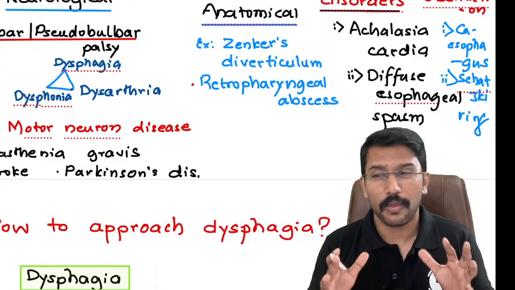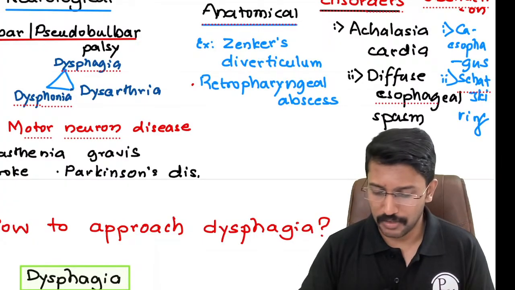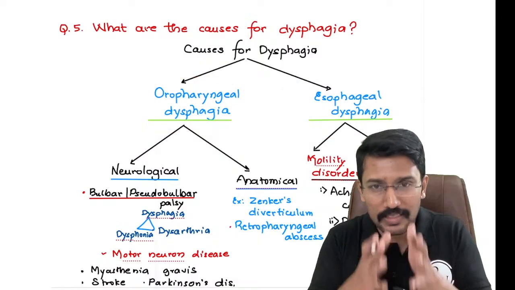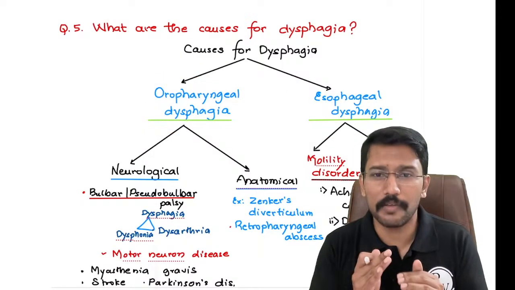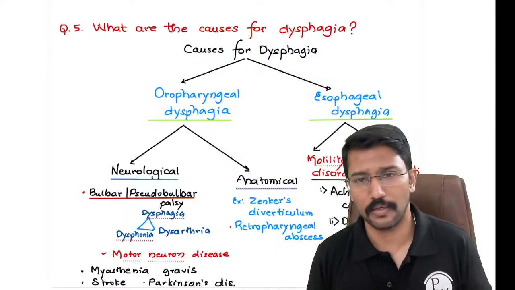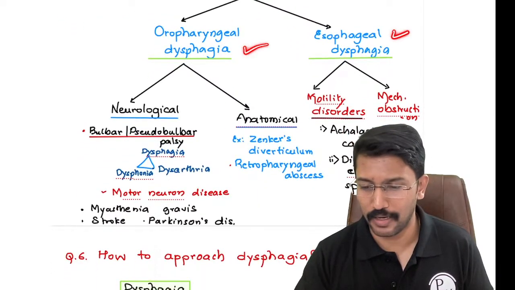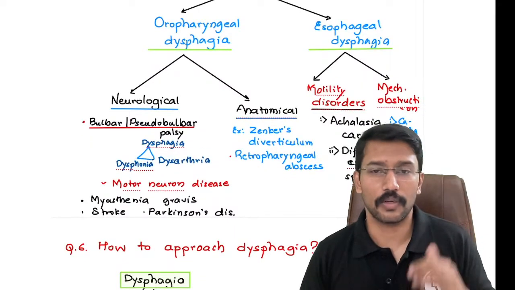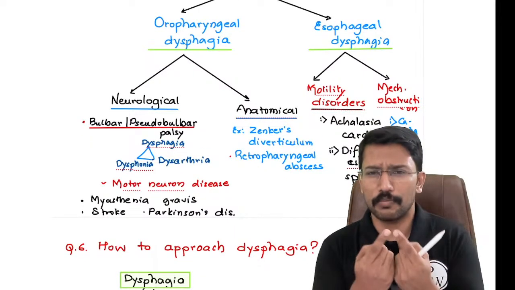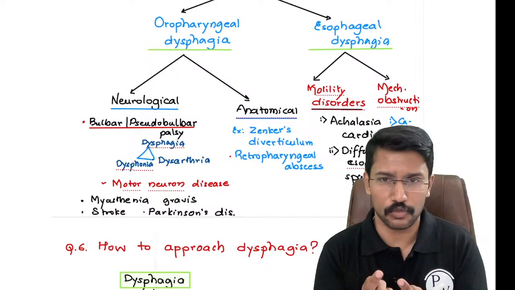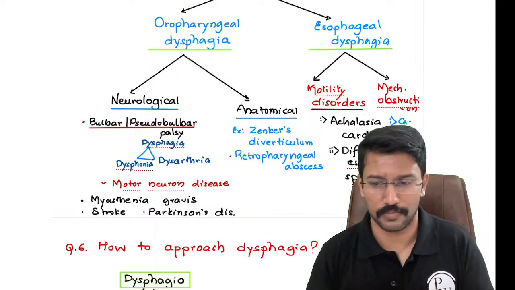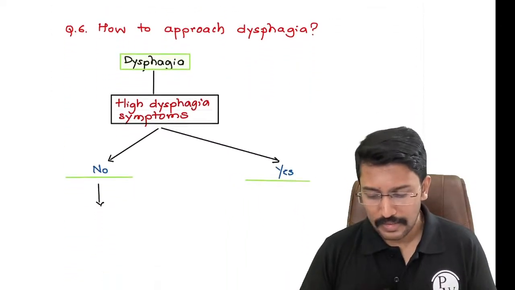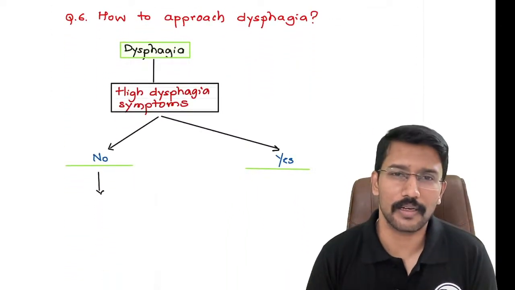So how do we come to the conclusion whether the patient has oropharyngeal dysphagia or esophageal dysphagia? Because once I come to this conclusion, half of my differential diagnoses are out, right? So how can I distinguish between oropharyngeal and esophageal dysphagia? It's not Scathy ring, it's called Schatzki's ring, where patients have a small mucosal ring in the esophagus, and that ring creates the obstruction to the passage of food, right?